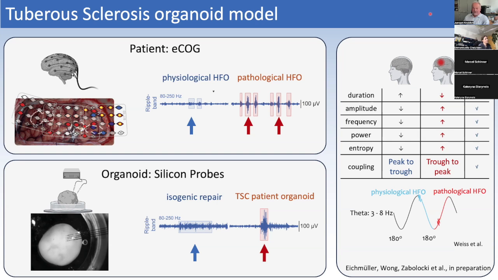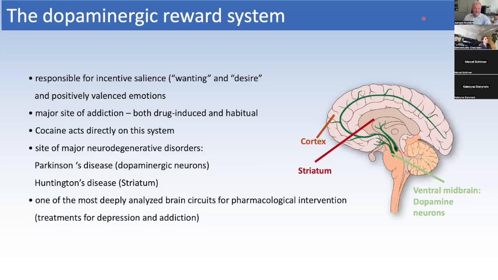So the last thing I wanted to show you is that we can use organoids to build complete human brain circuits. And the circuit that we decided to recapitulate is the so-called dopaminergic reward system. The dopaminergic reward system is the circuit that fires when you have done something that makes you proud, something that you wanted, something that generates positive emotions.